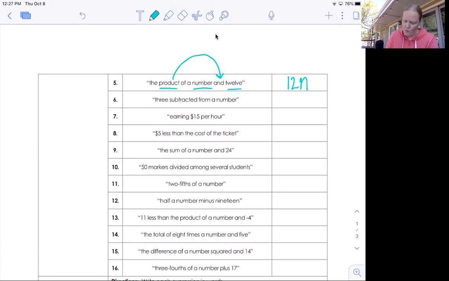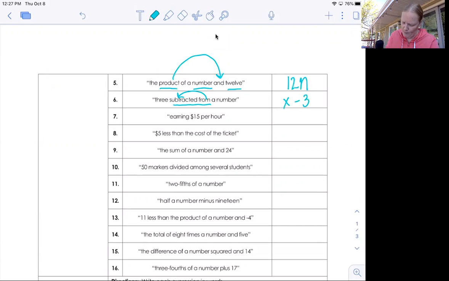Okay. 3 subtracted from. Okay, here's one of those turnaround words. So I'm actually going to put the arrow to show that it goes backwards. So it's 3 subtracted from a number, but I actually have to put the number first, then subtract 3, because I'm taking 3 away from something that was already there. So I hope that makes sense.